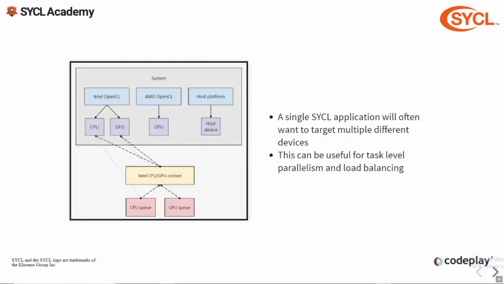A SYCL application will often want to target multiple devices. This can be useful for task-level parallelism and load balancing. Here we have two queues, one for the CPU and one for the GPU, both associated with the same context. This is important for being able to communicate efficiently between the two devices.